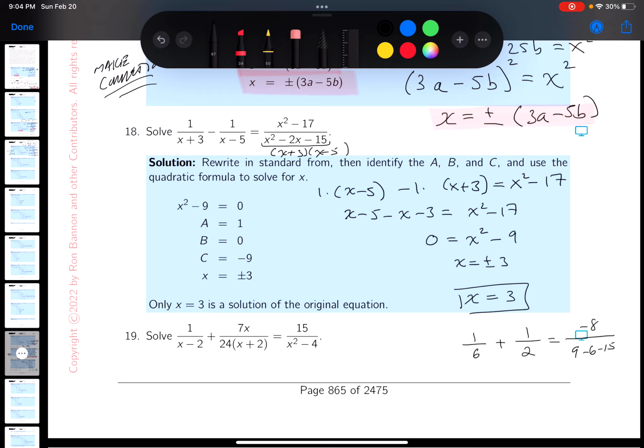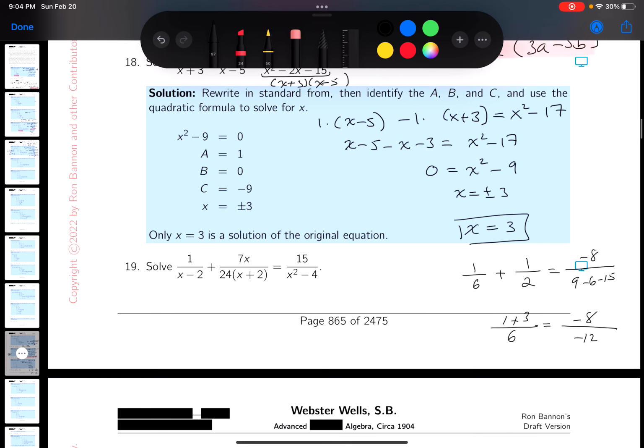All right? Let's do our arithmetic. It's really not that bad to do. Common denominator is 6. So we get 1 plus 3. I'm just checking, make sure things are equal. This is minus 8. On bottom, you get 9 minus 6, which is 3. So you get minus 12 now. Let's keep going. 1 plus 3 is 4, so you get 4 over 6. That's 2/3. I'll divide top and bottom of the right side by minus 4, and you get 2/3. So this does work out beautifully.